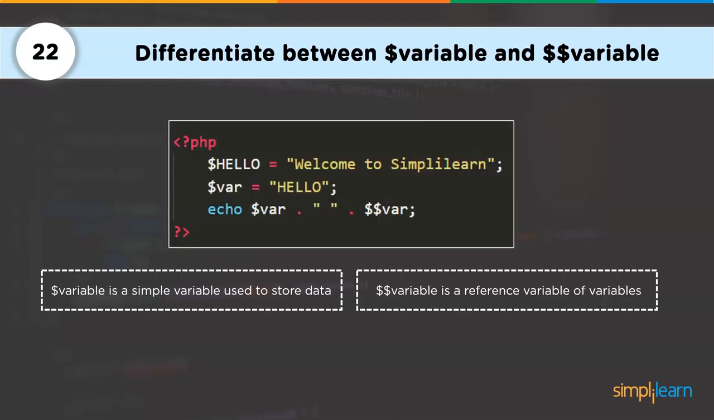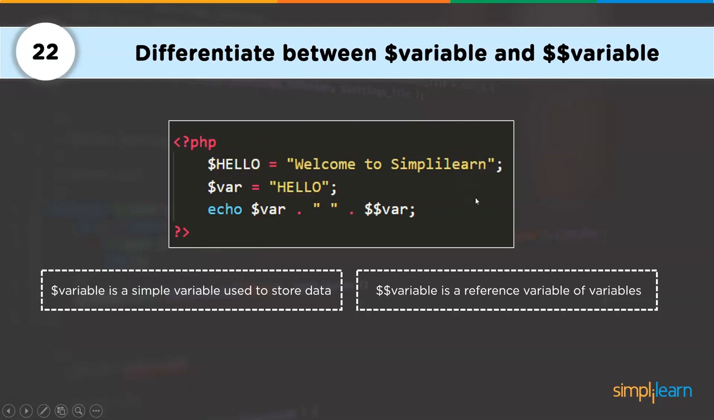Now to understand how these two work, you can see this particular block of code here. In this code, what you need to focus on is this simple variable hello, which contains the string welcome to Simplilearn, and we have defined another variable as var, which contains the string hello. Now in this echo, as you can notice, this is the same string as the name of this variable. So first we are displaying this variable and then we are referencing this variable here. So it is referencing the value to another variable. So hello variable is being referenced.